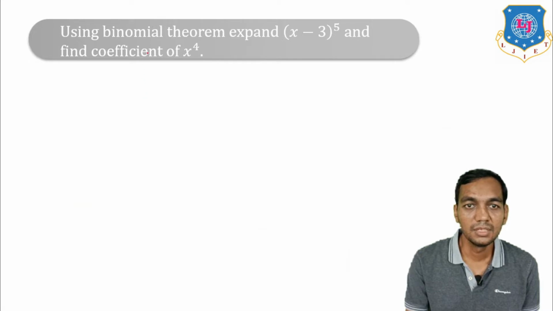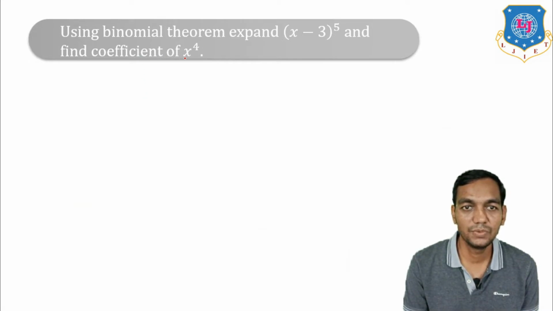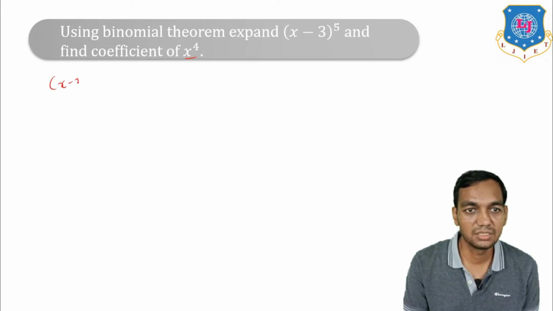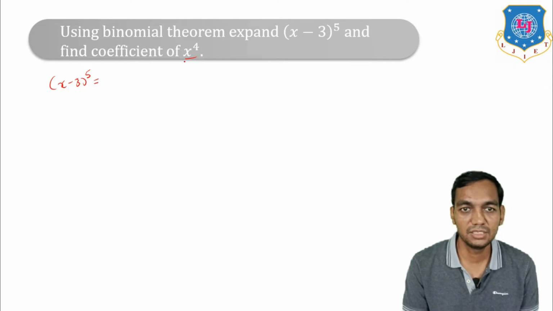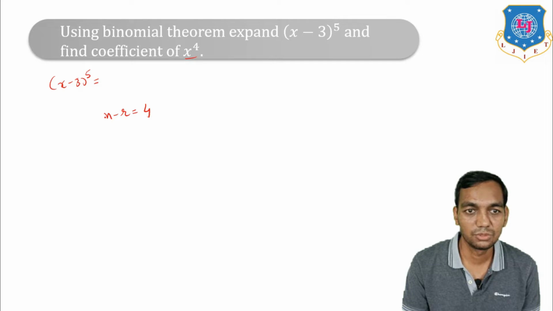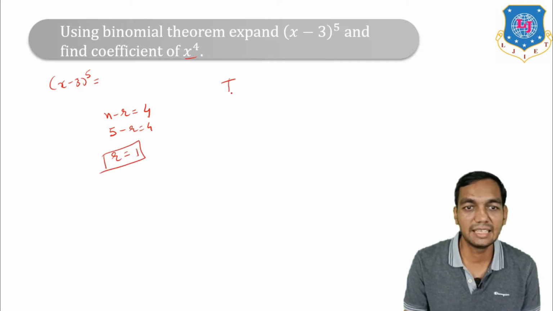Now, in the same manner, here you have to find out the coefficient of x raised to 4. So there are two methods. Either simply write down (x minus 3) raised to 5 and write down the simple binomial expansion, or there is another method. You need x raised to 4, that means the power of x is 4. So n minus r has a value 4, but n is 5. So 5 minus r is 4, so you need r equal to 1. So you are going to find the second term.